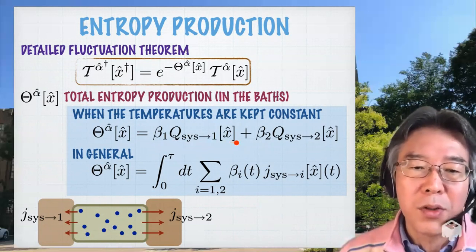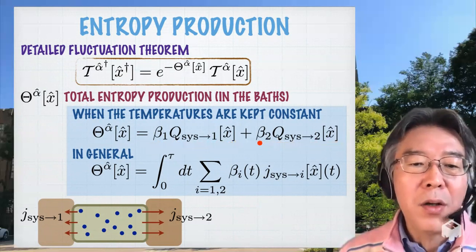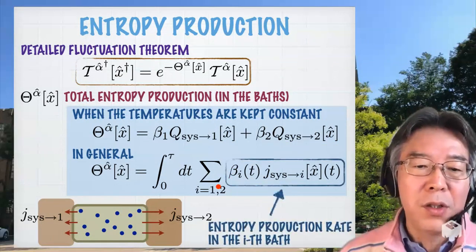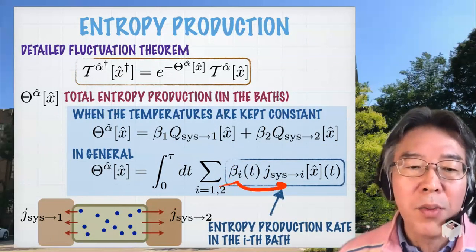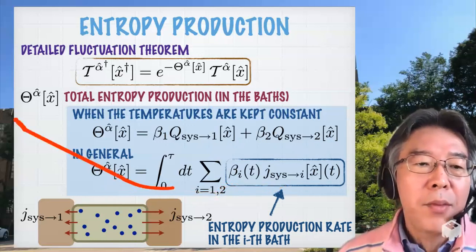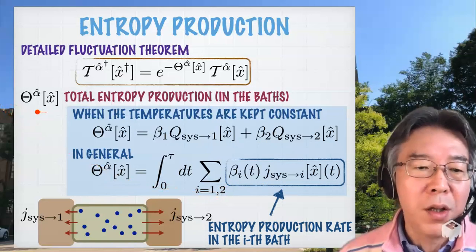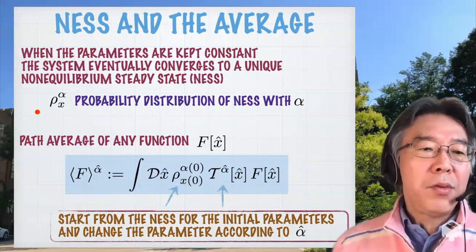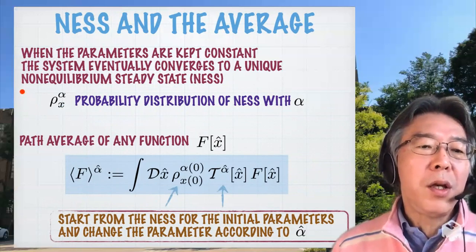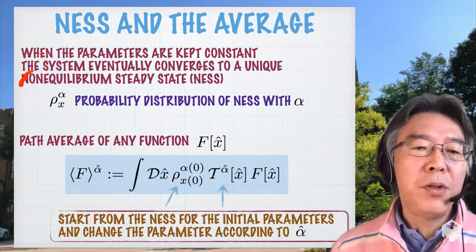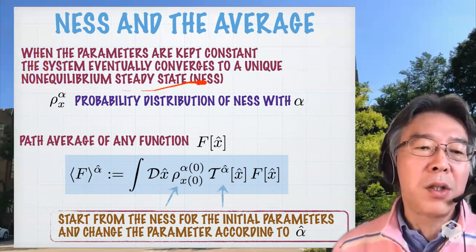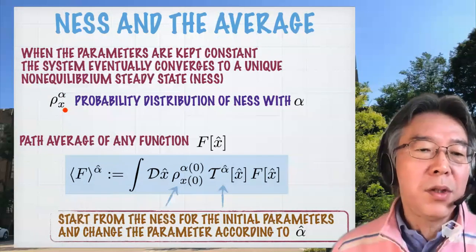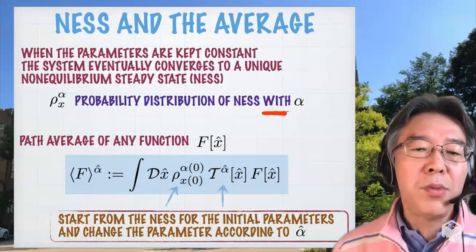So this is the entropy production, and this is for the second bath. And in general, when the temperature of the bath is time dependent, you consider this quantity, which is the entropy production rate in the bath, and you simply integrate. By this way, you get the total entropy production in the bath. And this is the type of quantity we are looking at. First of all, we assume that when the parameters are kept constant, the system eventually converges to a unique non-equilibrium steady state, NESS. And I denote by rho alpha of x, where alpha is the parameter and x is the state of the system, the probability distribution of NESS with parameter alpha.